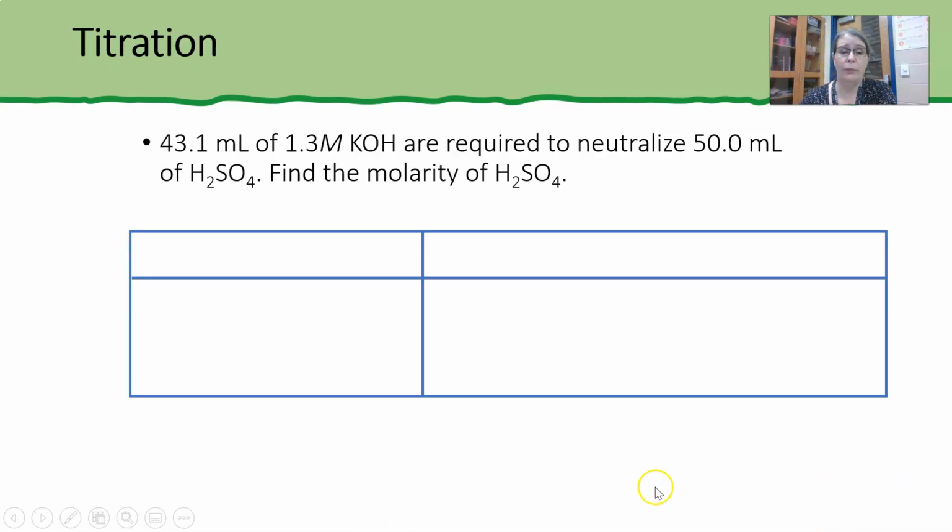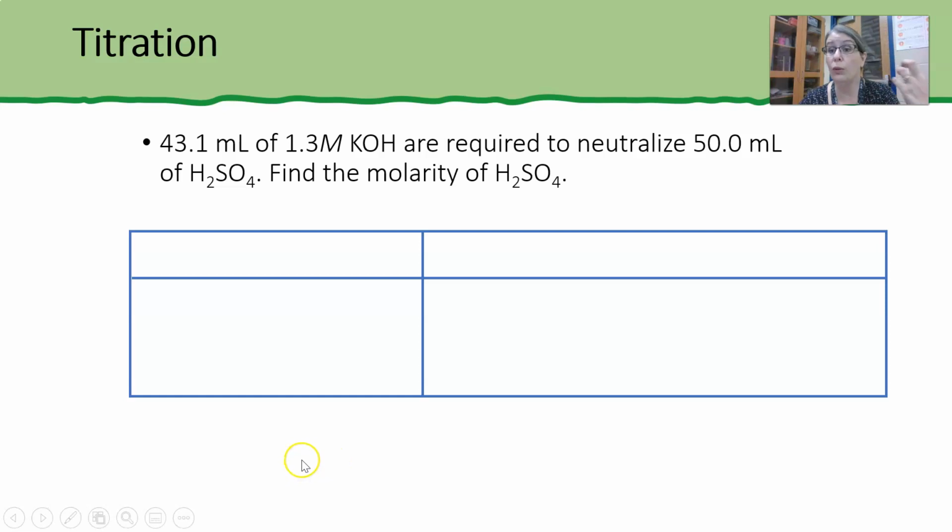So here's an example problem. 43.1 milliliters of 1.3 molar KOH are required to neutralize 50 milliliters of H2SO4. Find the molarity of H2SO4. So what that tells me is that the H2SO4 is my analyte. That's what I'm trying to analyze to find something out about. And that means the potassium hydroxide solution is my titrant.